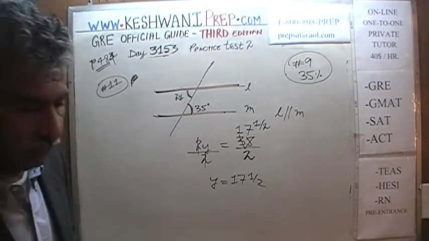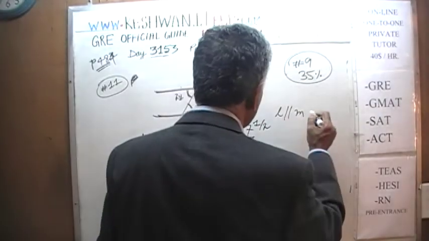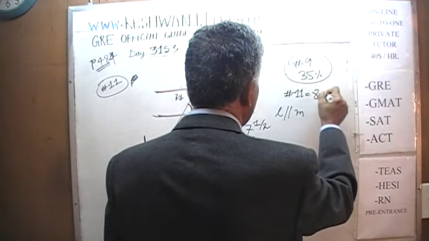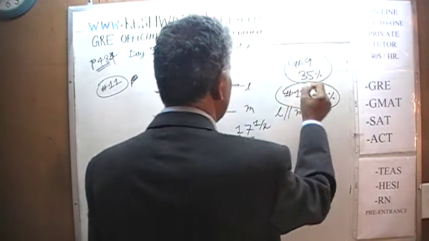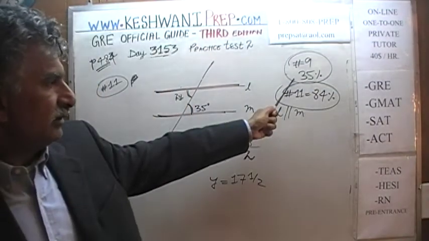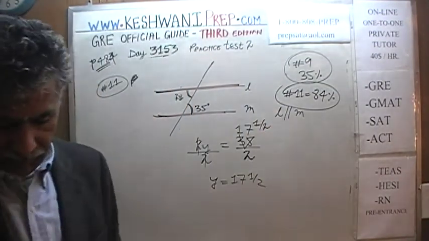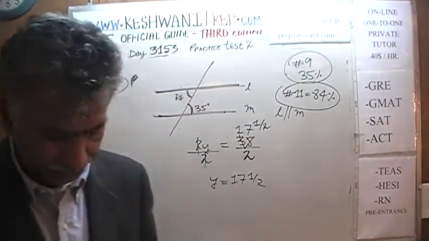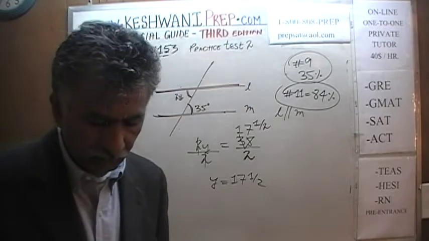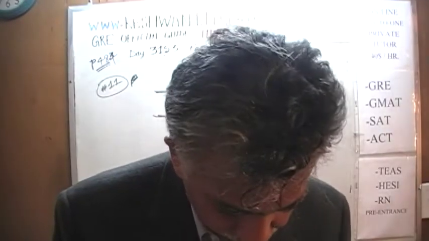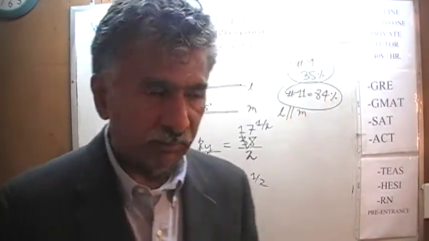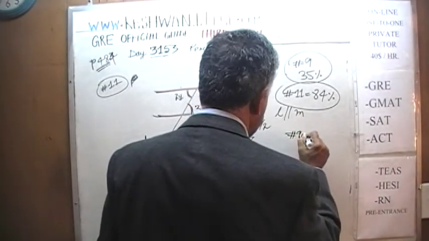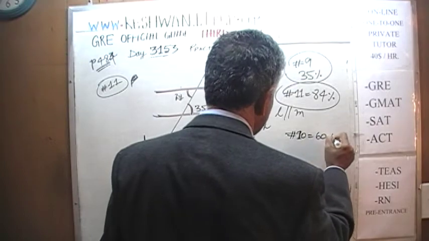This was too easy, so simple in fact, that here in number 11, the percentile was 84. In number 9, only 35% of the people got it right. Number 11, 85% of the people got it right. And number 10, which we saw a little while ago, 60% of the people got it right.